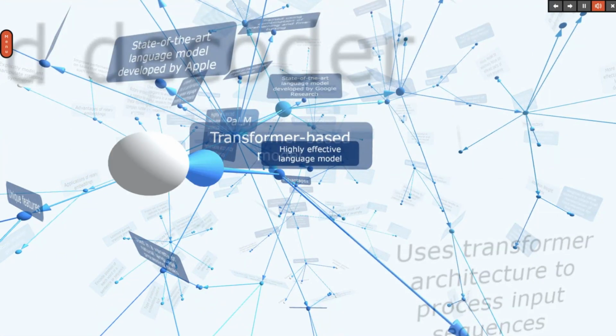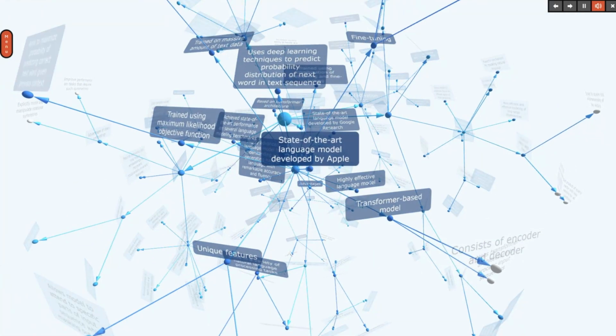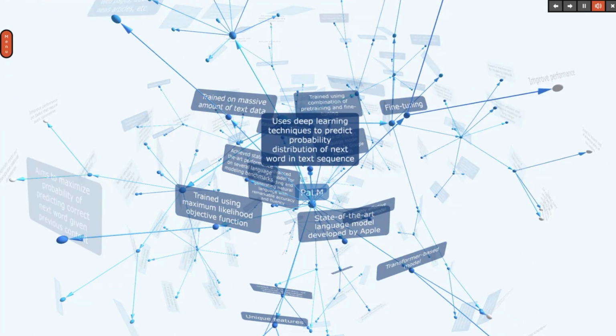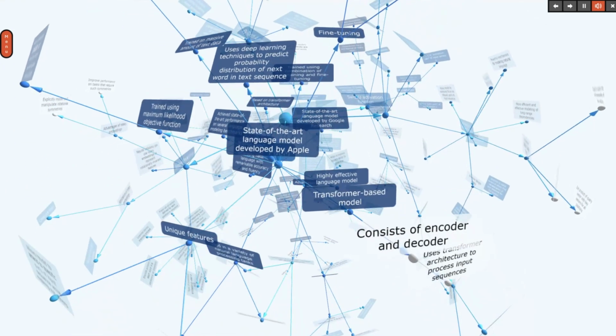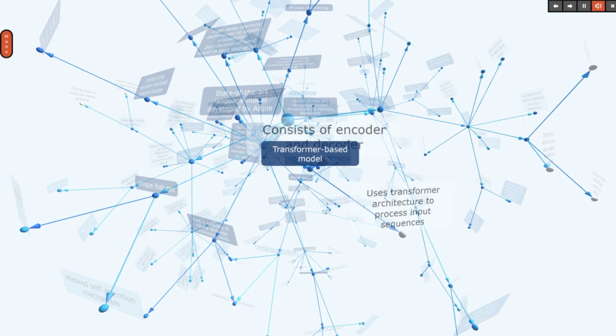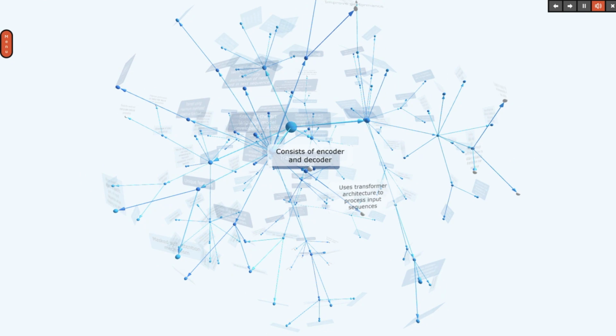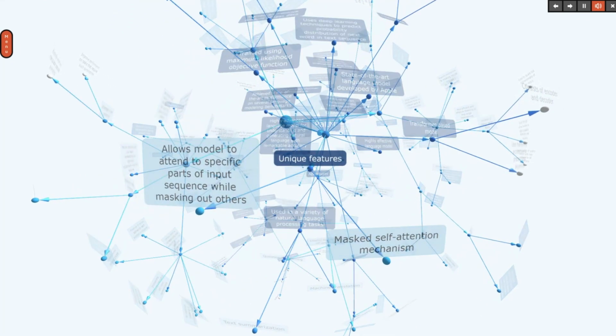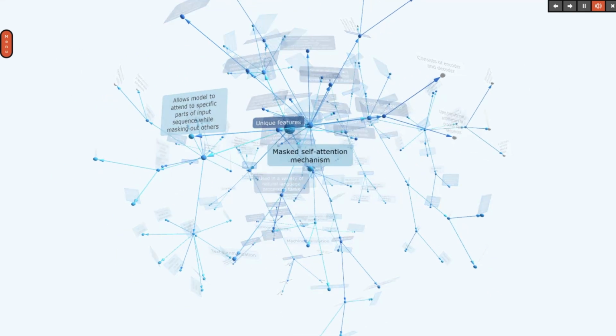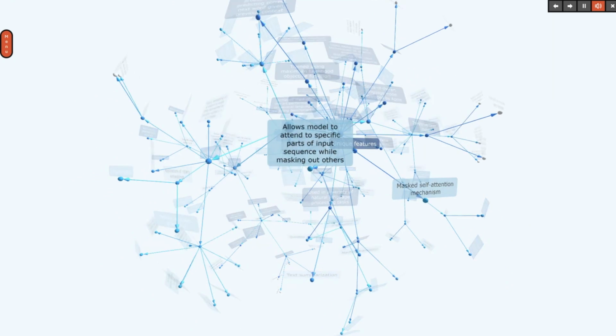Highly effective language model. State-of-the-art language model developed by Apple. Uses deep learning techniques to predict probability distribution of next word in text sequence. Transformer-based model. Uses transformer architecture to process input sequences. Consists of encoder and decoder. Unique features. Masked self-attention mechanism. Allows model to attend to specific parts of input sequence while masking out others.